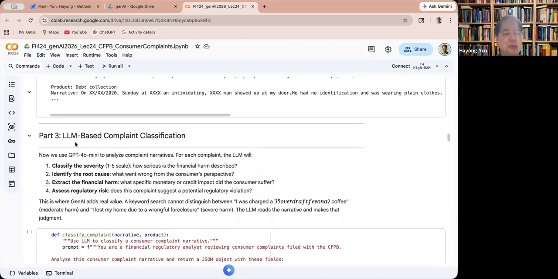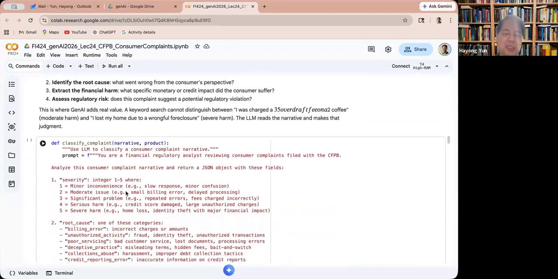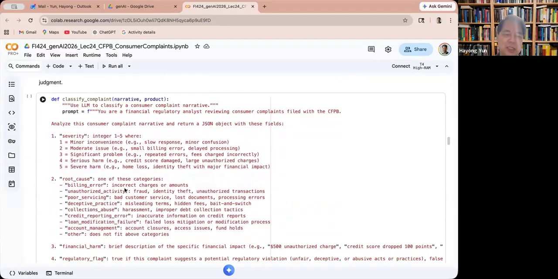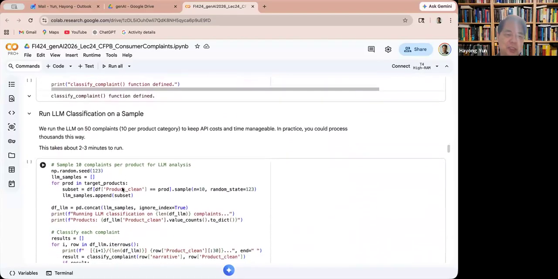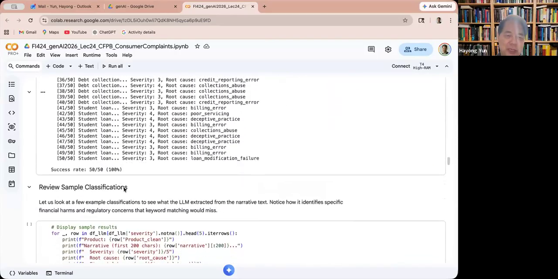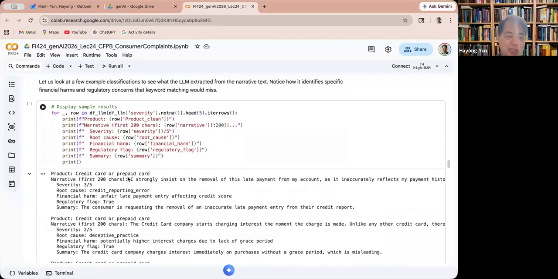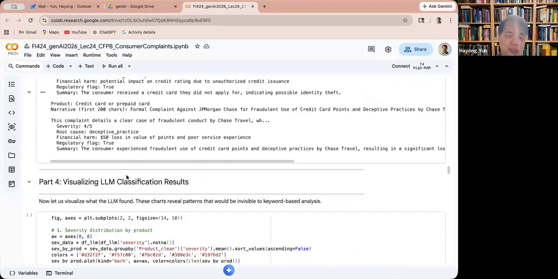Now, actually, what we can do is use the LLM and we can do more meaningful understanding of the draft: severity, root cause, assess the regulatory risk. So you need to read and understand. Traditionally it takes a human being to read it and do it. Now we can ask the LLM to have these kind of things done. And we run that. It takes a while, and then we have the narrative of this done.